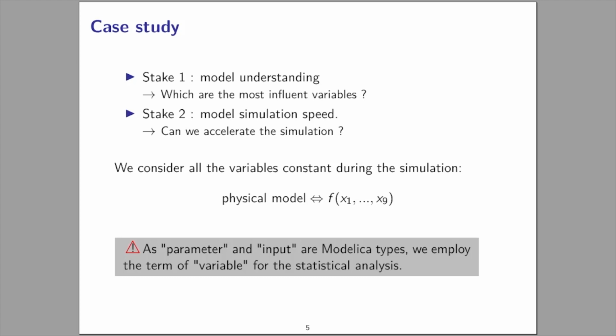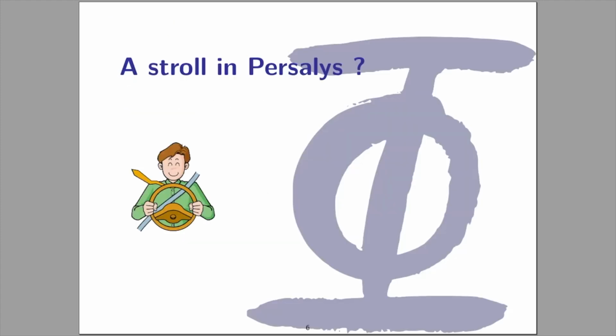To do this, we are going to consider all the variables constant during the simulation. This means that our physical model, or Modelica model as seen before, is going to amount back to a function with 9 inputs and 1 output. As parameters and inputs are actually Modelica types, I will try to employ as much as possible the term variable for the statistical analysis, so as not to mix words. We're going to do all this using Persalys software.